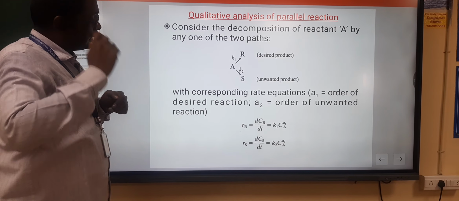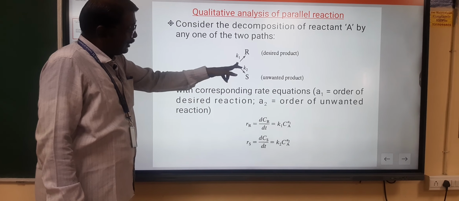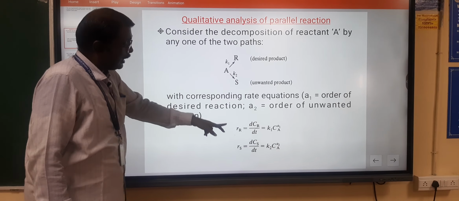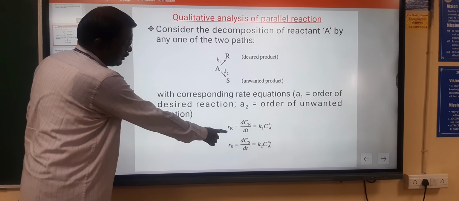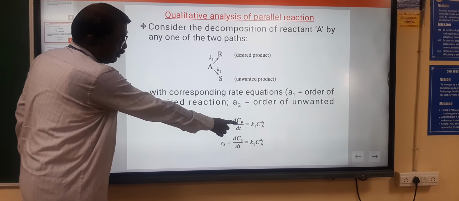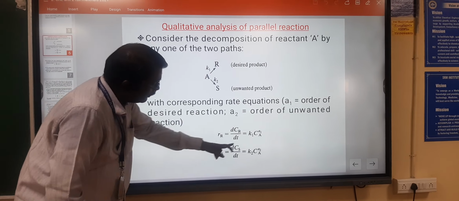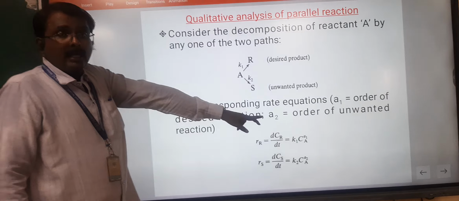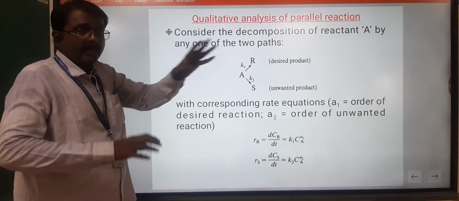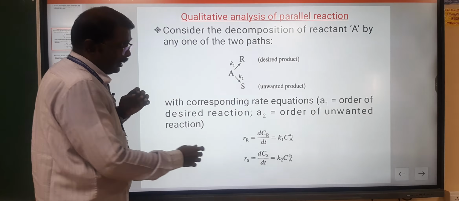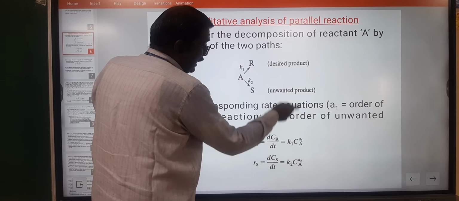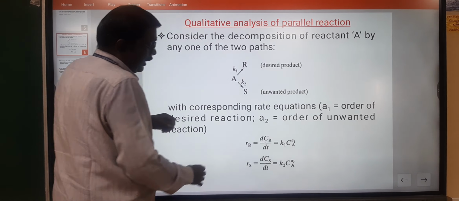Actually, what we can do is, for the first step of reaction, like this reaction stoichiometry, we can write the rate equation like this. So the rate of formation of R is equal to K1 Ca to the power of A1. A1 is the desired reaction order, and A2 is nothing but the undesired reaction order. So like that I have written.